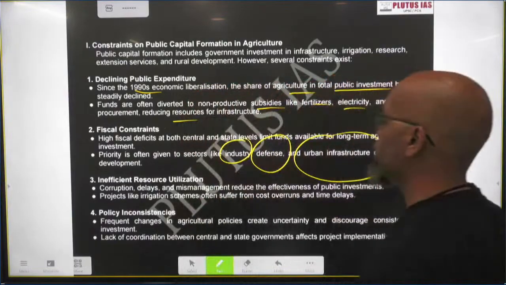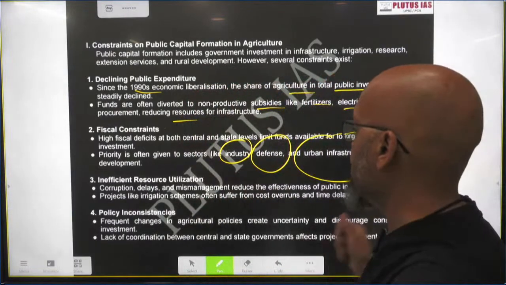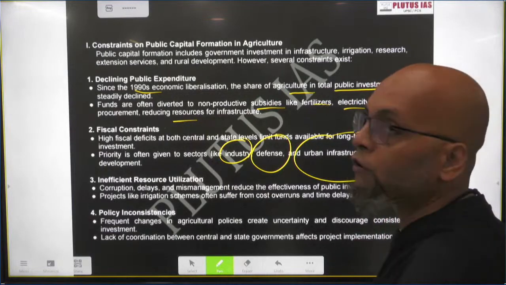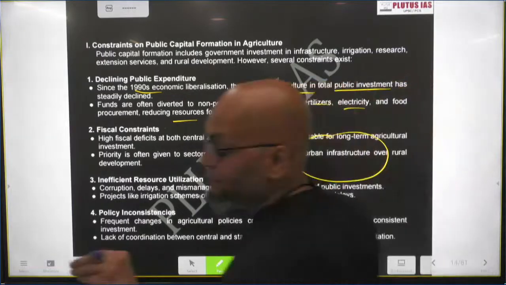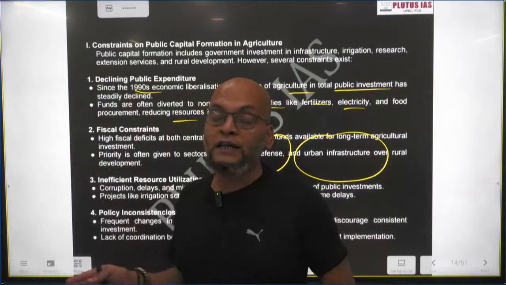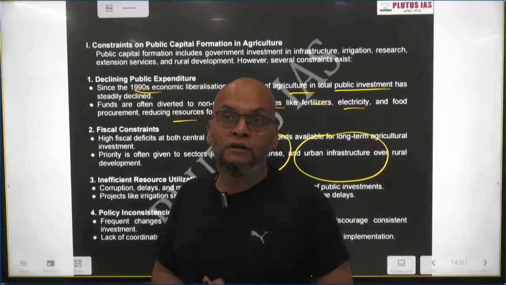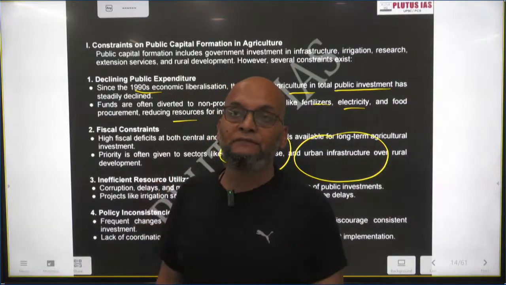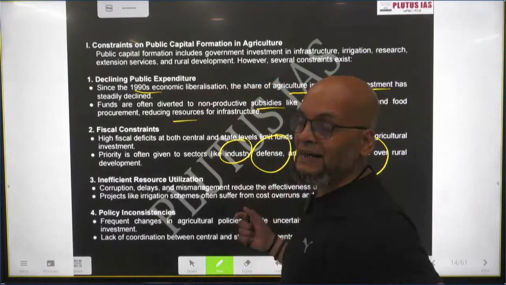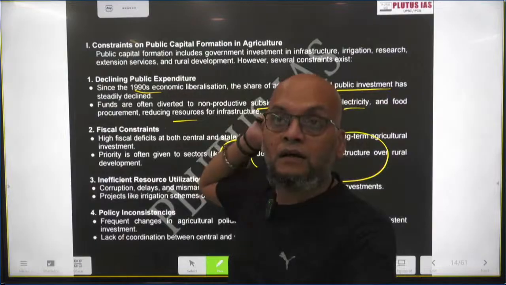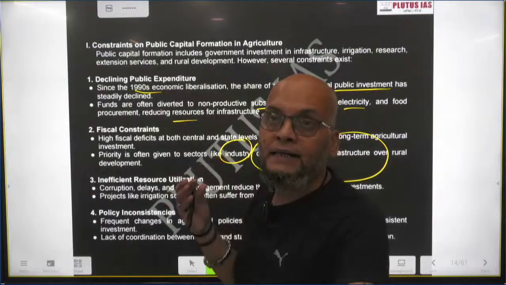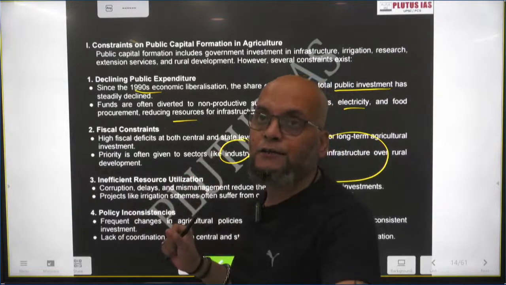Inefficient resource utilization, corruption, delays, and mismanagement reduce the effectiveness of public investment. So even when government invests, due to leakages, the money is not going to the deserving individual, rather the brokers are taking benefit of it. Okay, the corruption which is there. And the delay it takes from government to reach the farmer spoils the entire scenario.